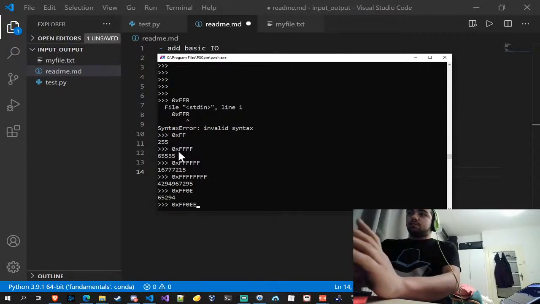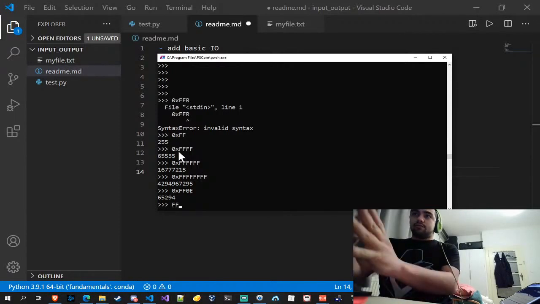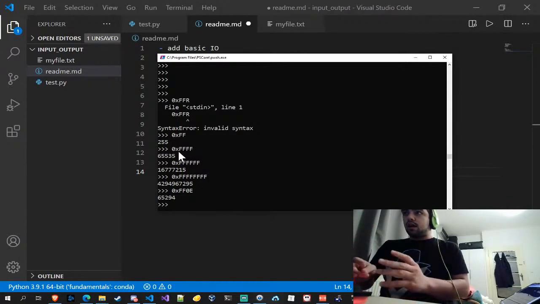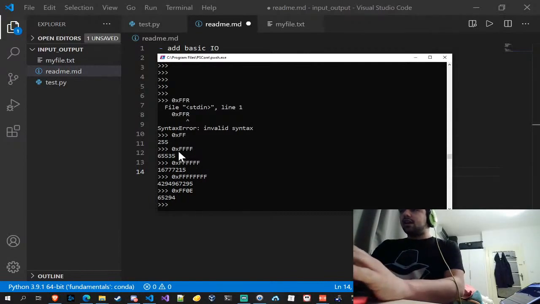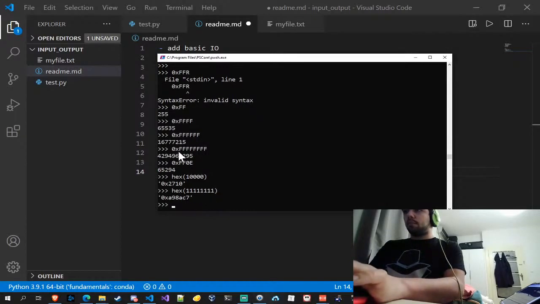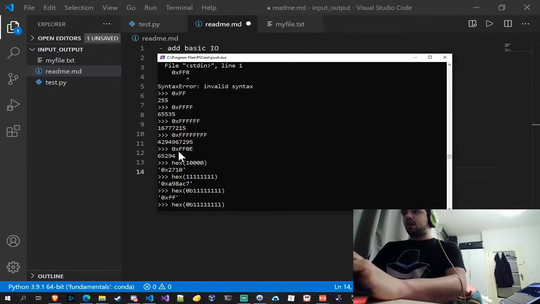And of course, if you do FF, you have 1 byte. If you do FFFF, you have 16 bits. So think of it in this way. Wait, this is not what I meant. I meant this. There we go.